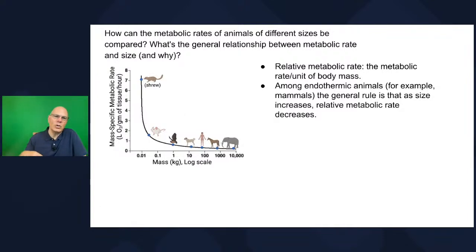And here's the really cool thing. Obviously, the elephant, because it's such a huge animal, is going to be consuming more oxygen. But relative to its size, per gram of elephant tissue compared to per gram of shrew tissue, a shrew is like a little mouse, the shrew is burning so much more energy. And among endothermic animals, mammals in particular, the general rule is that as size increases, the metabolic rate decreases. And that is a rule that is probably worth committing to memory.